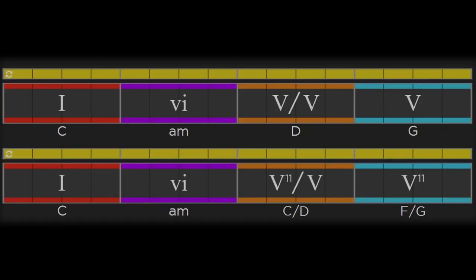In the first 4 bars, you'll hear the standard triads. I've used the secondary dominant of the 5 chord, known as the 5 of 5, to lead the listener to the 5 chord. Listen to how this draws the ear to the 5 chord. In the second half, I use dominant 11th chords on both the secondary dominant and the dominant chord. Hear how this changes the progression.